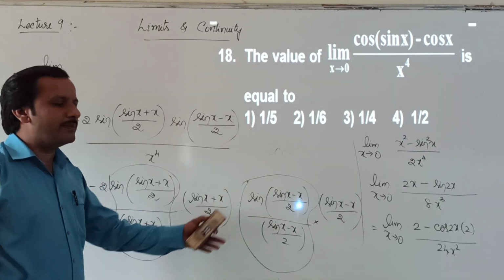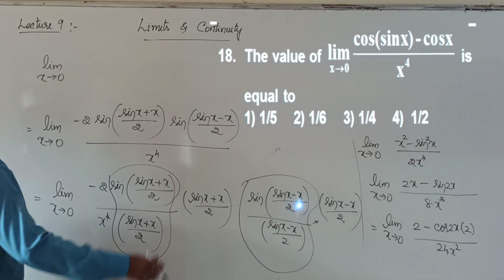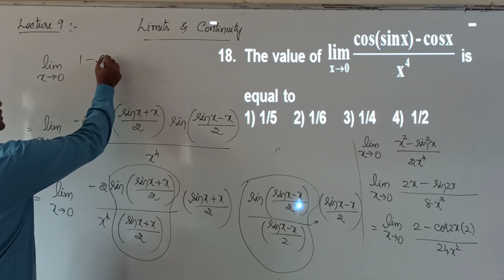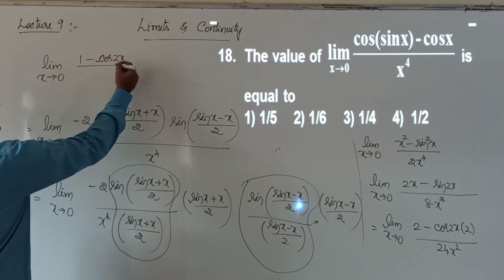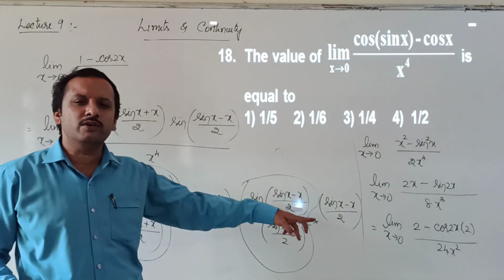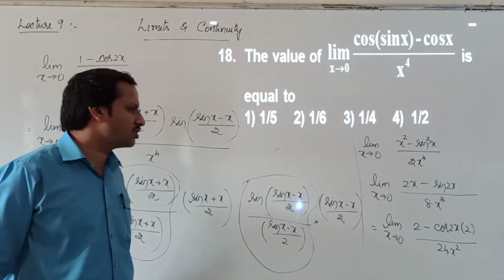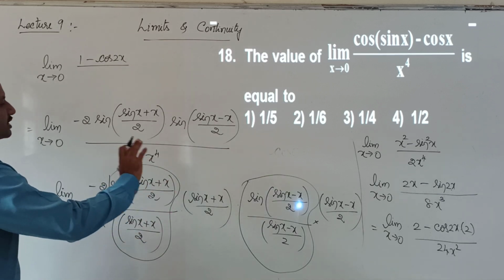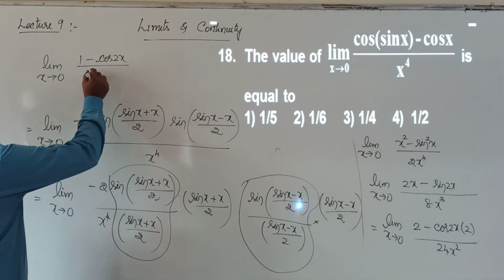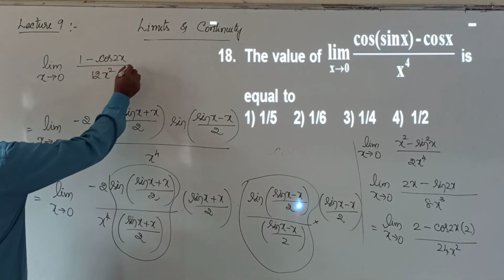I will take 2 as common. Then I will cancel that 2. Then you are left with 1 minus cos 2x. Okay? I have taken 2 as common: 2 minus cos 2x into 2, I have taken 2 as common, 2 into (1 minus cos 2x), divided by 24x square is there. 2 I will cancel. Then we will have 12x square.